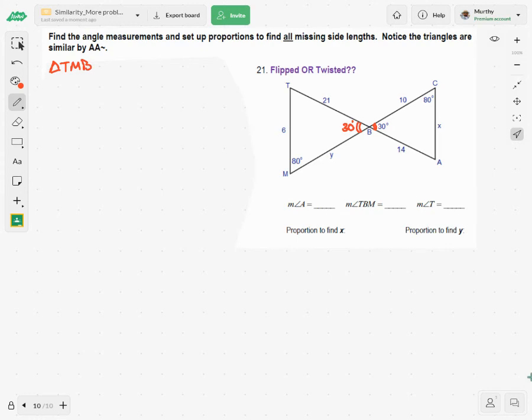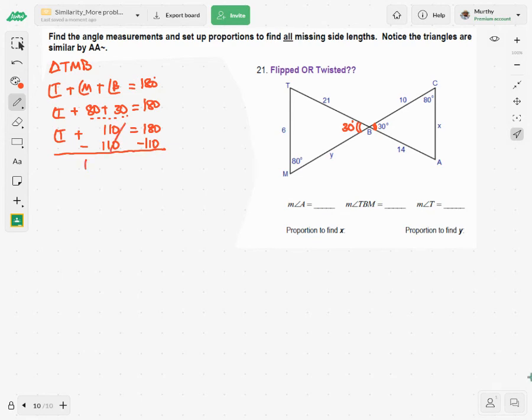the sum of three angles of a triangle is always 180 degrees. So T plus M plus B is 180. Angle T, I don't know. Angle M is 80 degrees. Angle B is 30 degrees. 80 plus 30 gives me 110. T plus 110 is 180. Take away 110 to isolate T. Angle T equals 70 degrees.